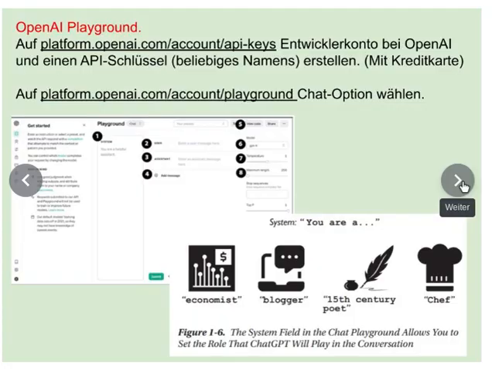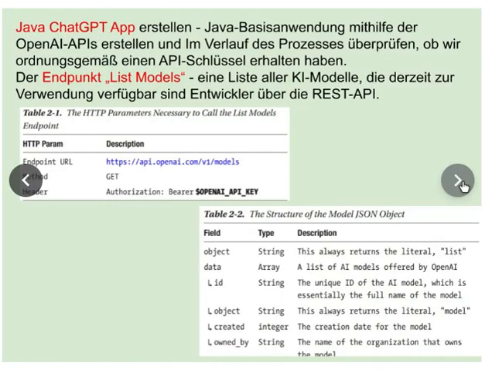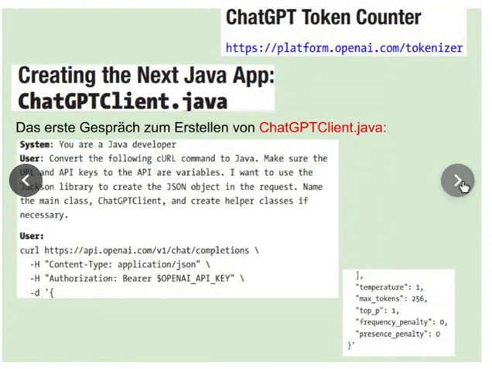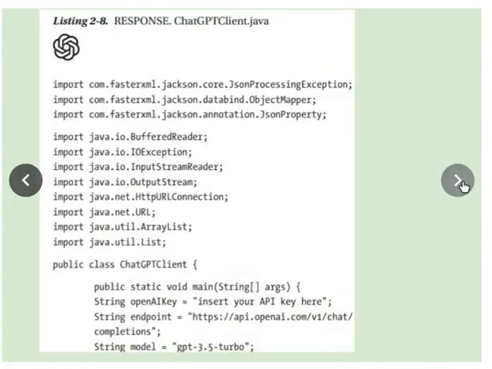First up, list models Java. What's the goal there? The objective for list models Java is pretty specific. It's about using code to ask OpenAI systems for a current list of all the AI models they offer. So programmatically checking what's available. Exactly.